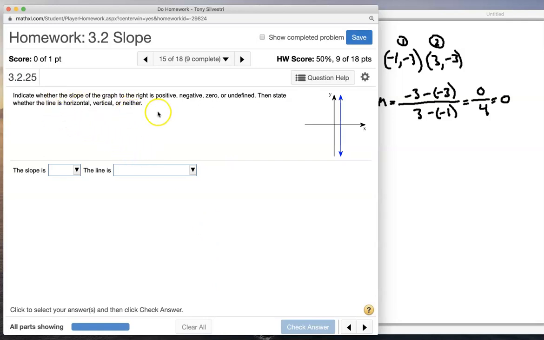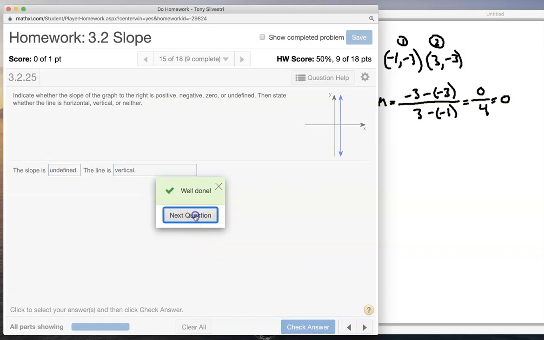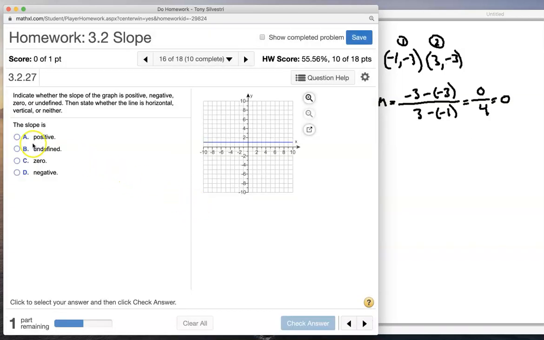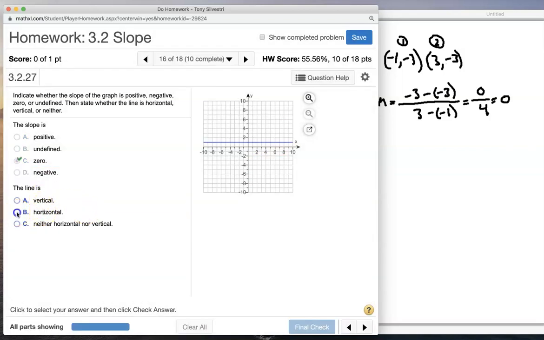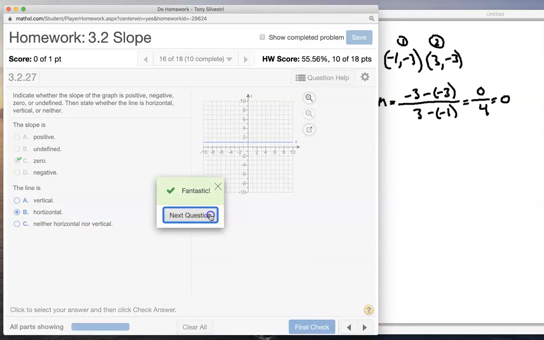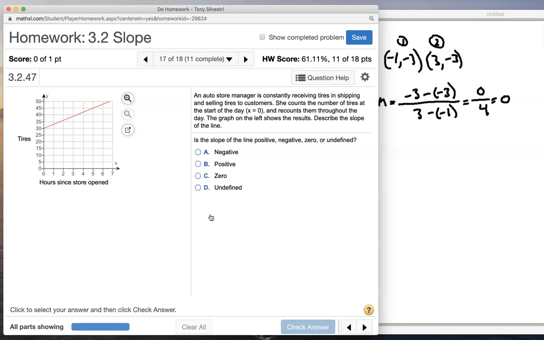Now, this is a vertical line. A vertical line has an undefined slope, and the line is vertical. It's consistent with what we've got. Now, this is a zero slope. See, after we did our calculations in the middle, the rest of these things are straightforward. Zero slope, and that's a horizontal line. And see what's next. Is the slope of the line positive, negative?